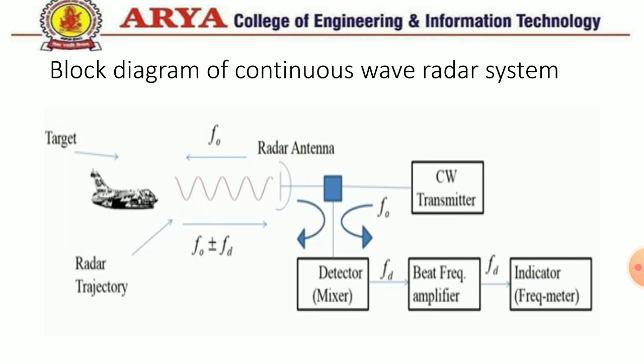So if we see this continuous wave radar system, the transmitter section is generating a continuous wave and the received signal has f node plus minus fd frequency, from which we separate the fd frequency. So ultimately the basic aim of this block diagram is to extract the drifted frequency, and then we can identify the velocity of the object. So let us try to understand that with respect to its working.